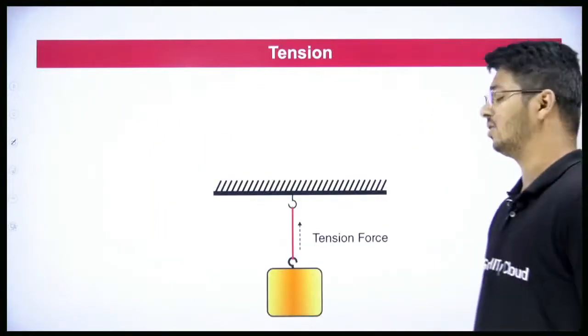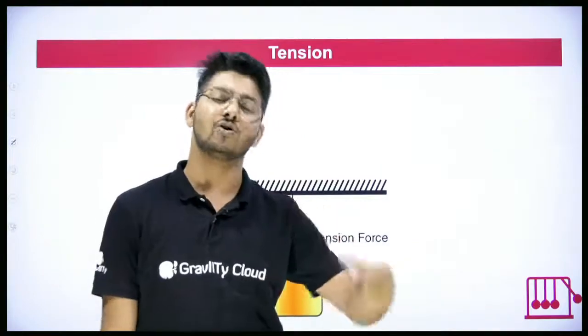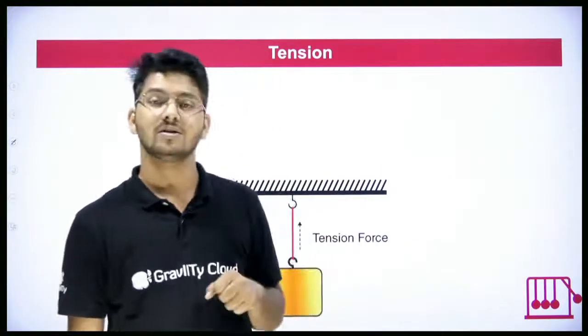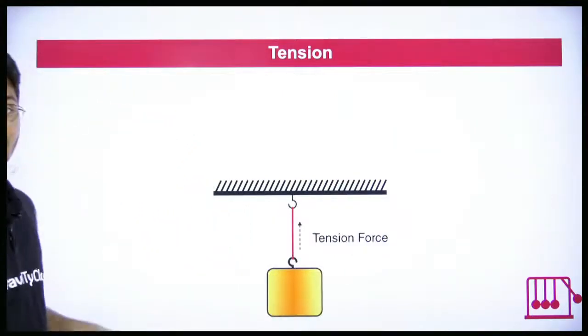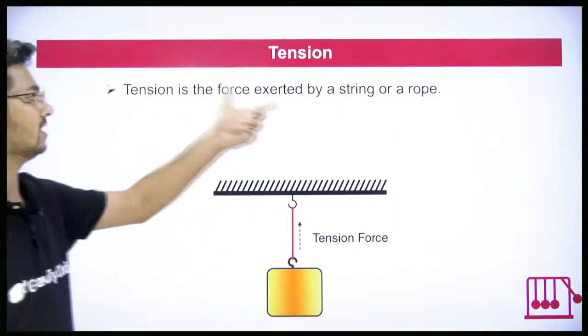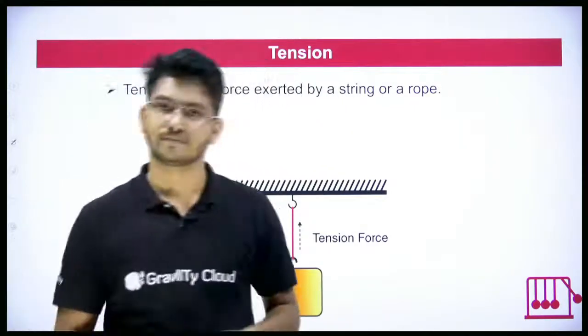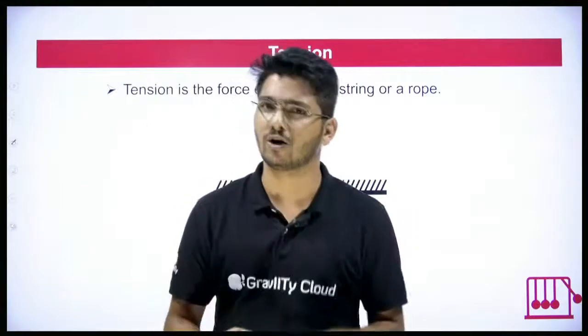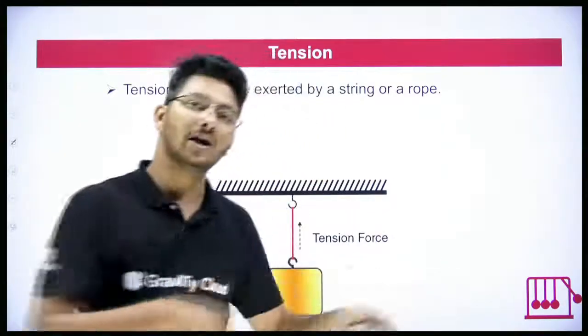Now we learned about muscular force. Now we learn about something called tension. Not this tension, not the headache tension. Tension is a force. Yes, it is. Force by what? It is force by a rope, by a thread, by a string. Tension is a force exerted by a string or a rope. Now imagine this. When you play tug of war, okay, you have a rope and you pull it.